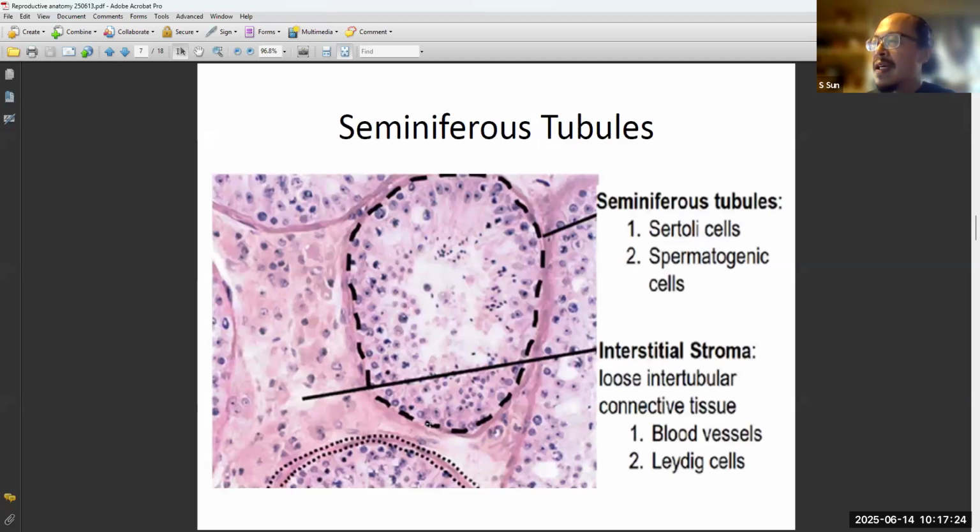So here is the histology. We can see here the border of the seminiferous tubule. You can see the outer portion, spermatogonia, and then inside you have the sperm, and between them you have the Sertoli cells. Between the tubules you have the Leydig cells, right here, Leydig cells.